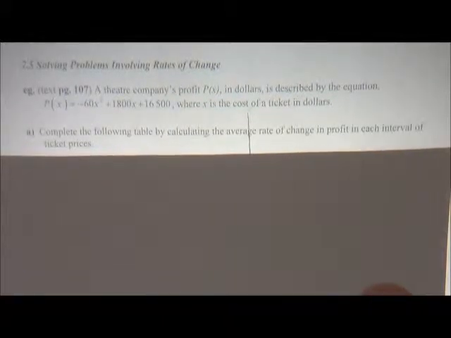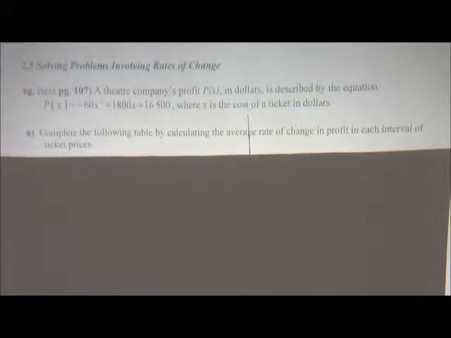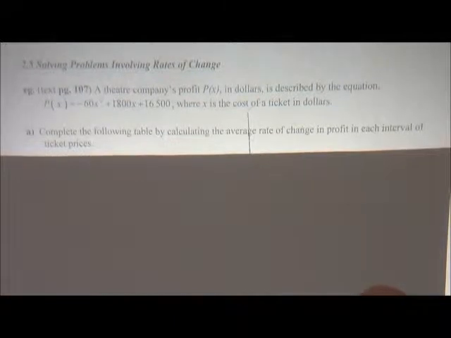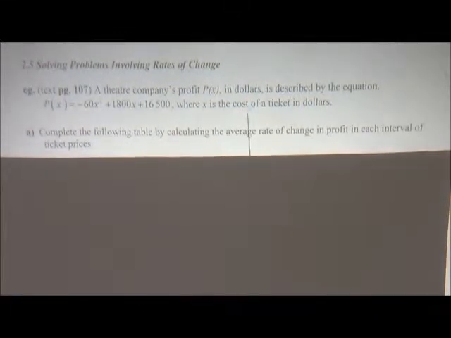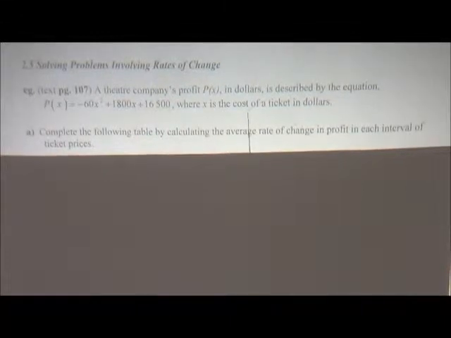So this problem is from an example on page 107 in your textbook. There's a theater company, and the formula for the profit is negative 60x squared plus 18x plus 16,500, where x is the cost of a ticket in dollars. So what we want to find is an estimate of the instantaneous rate of change.